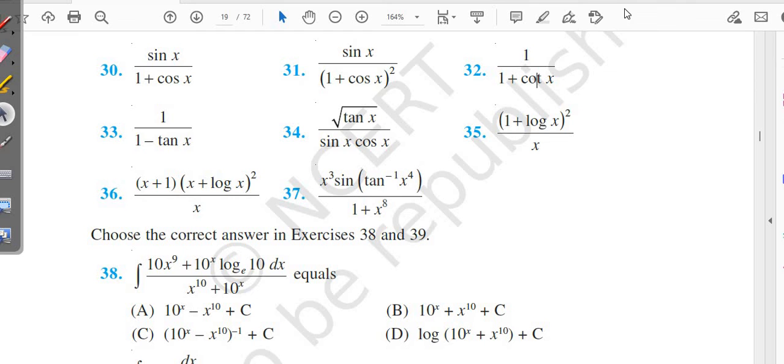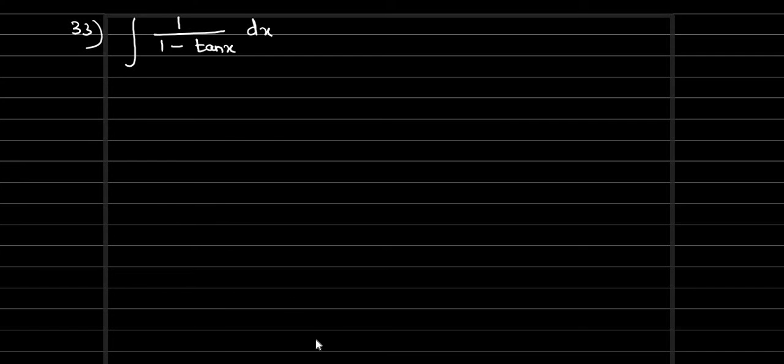So given integral 1 by 1 minus tan x dx. So that is the given function, 1 by 1 minus tan x. Now this one directly it is not in the standard form. So what we have to do? We have to do some simplification or some formula substitution. We need to bring it as a standard form to proceed the integration.